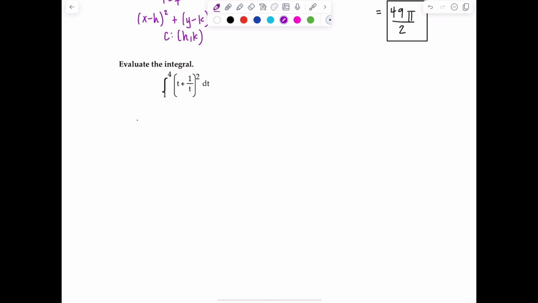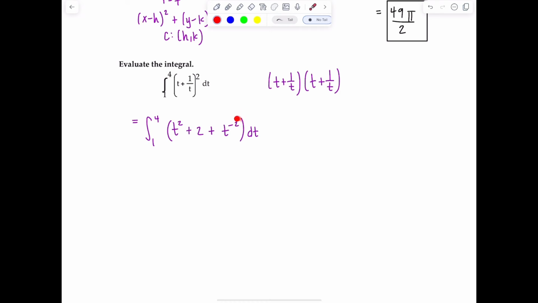All right, so we have an integrand from 1 to 4, and I'm actually going to multiply out t plus 1 over t quantity squared. So if you need to FOIL it out like this, feel free. I'm just going to do it quickly. So it's going to be t squared plus t times 1 over t is just 1. I have 2 of those. Plus, then I have 1 over t squared, which I'm going to write as t to the negative second. Why am I doing that? Because I'm getting ready to take an antiderivative, right? So it's easier for me if I have all of my exponents right here, not written as 1 over t squared.